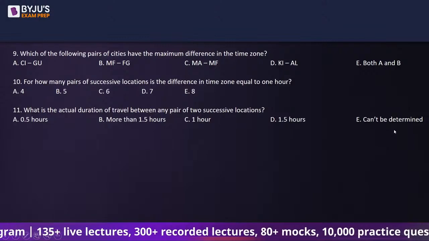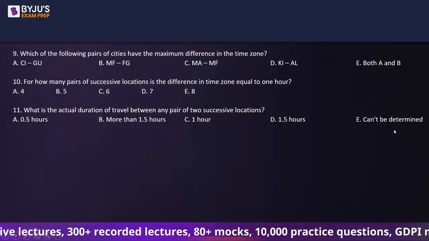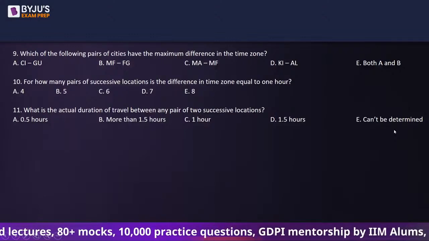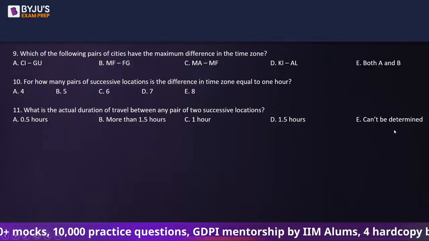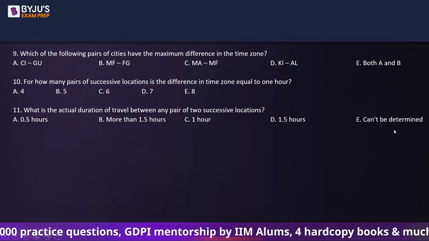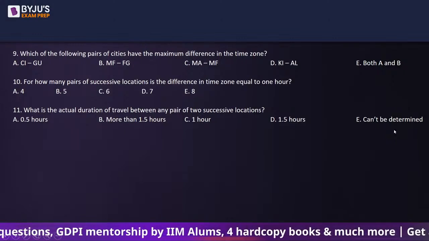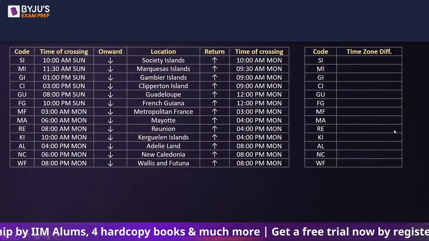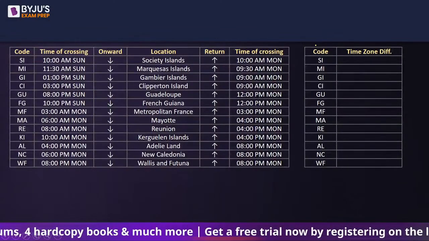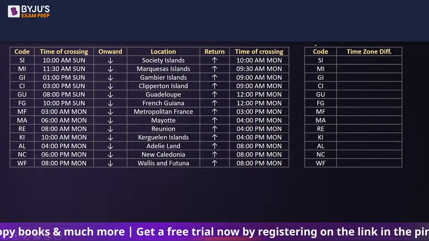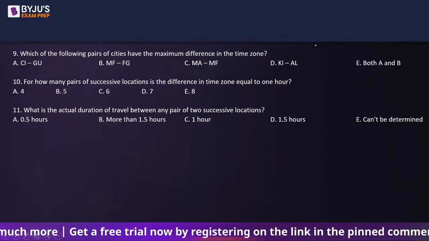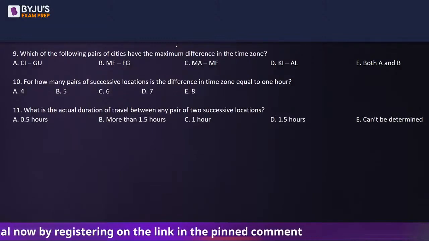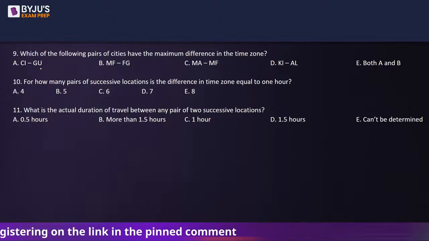Which of the following pairs of cities has the maximum difference in the time zone? For how many pairs of successive locations is the difference in time zone equal to 1 hour? What is the actual duration of travel between any pair of two successive locations? So these are the questions. So we will have to accordingly solve. तो हमें थोड़ा सा solve करना है, but we are not going to solve everything. What we are going to do is we are going to solve as per the question. इन सारे में से maximum difference in time zone किसका है?